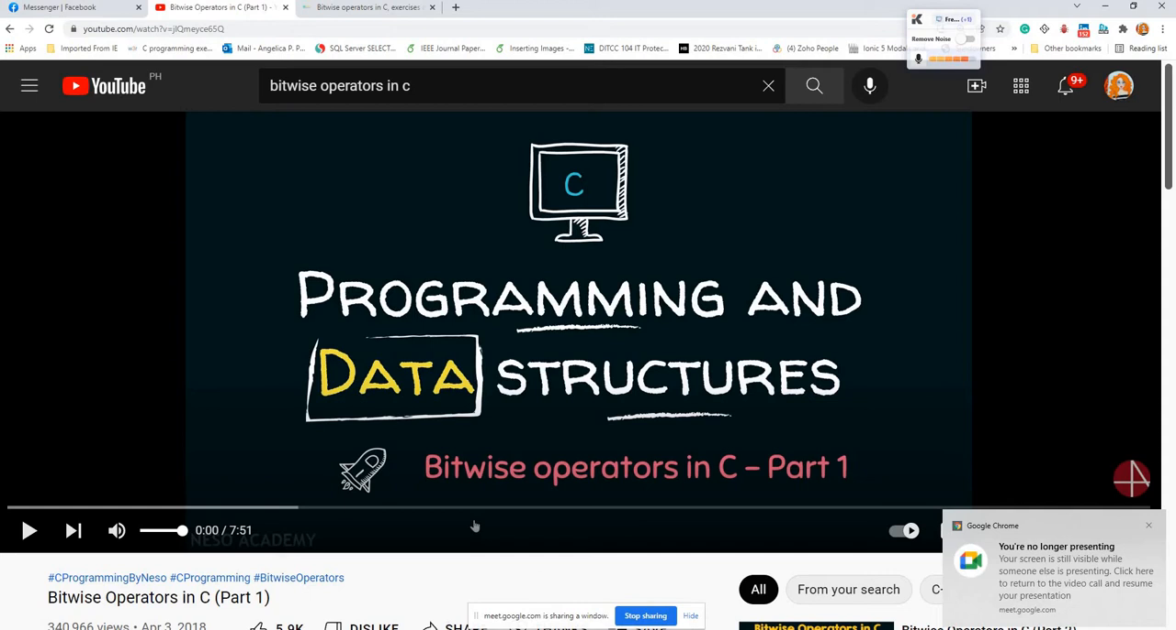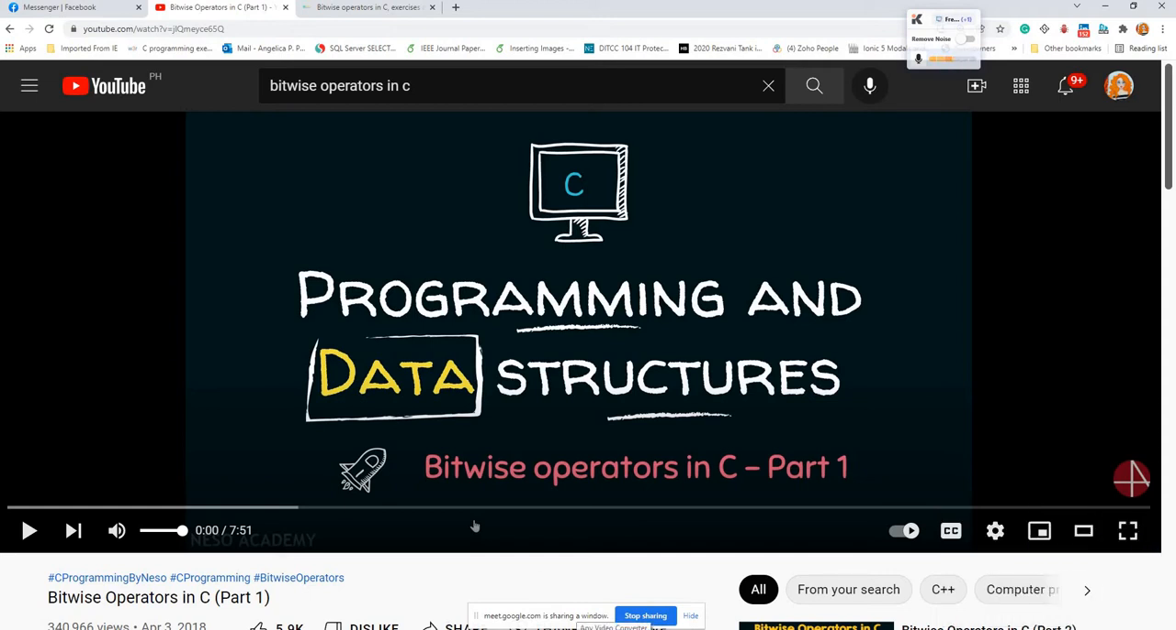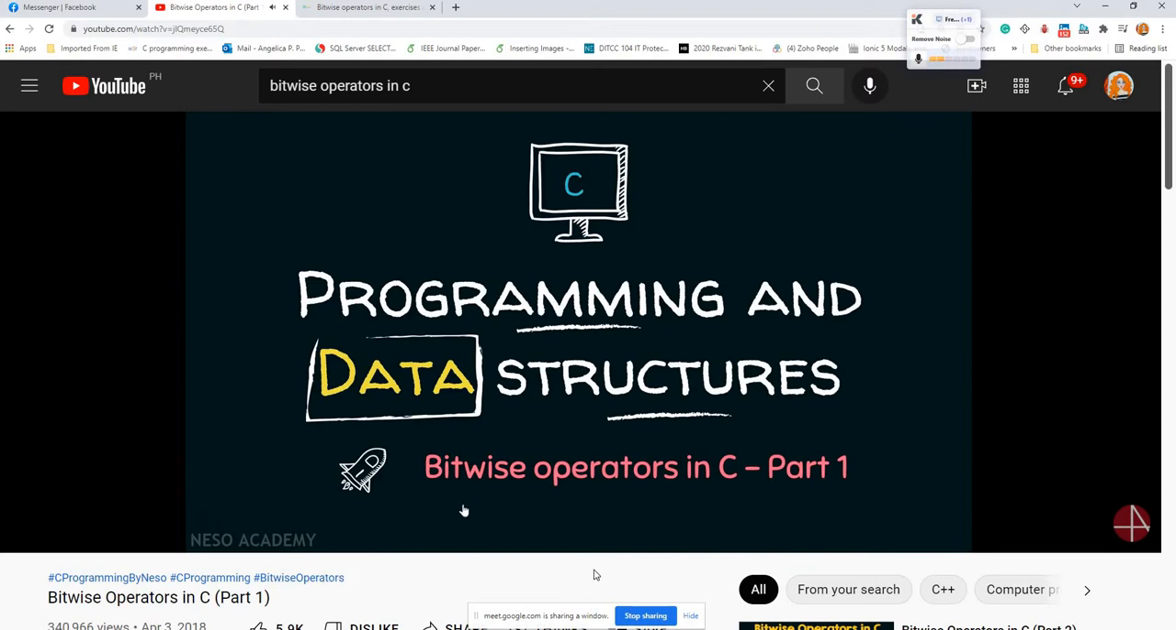So, pakinggan natin si Kuya. 4 na to, sunod-sunod 4 na video. All about operators, Bitwise Operator. In this lecture, we're going to talk about Bitwise Operators in C. This is part 1 of the Bitwise Operators.